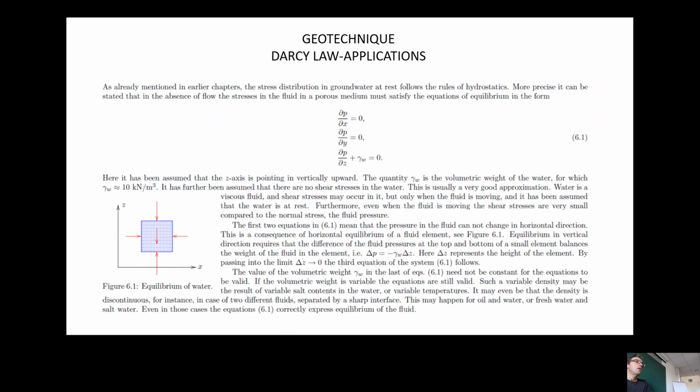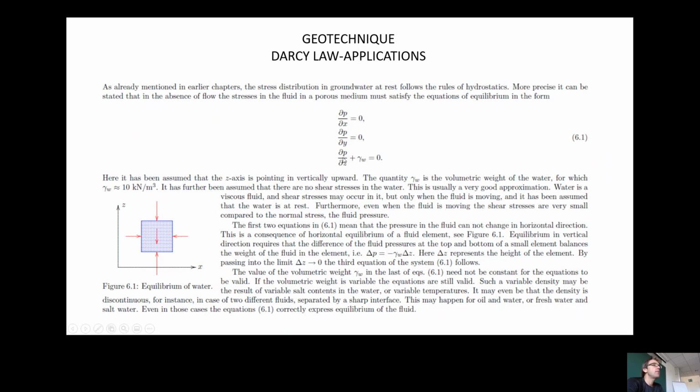Okay, so let's see the application at this point of the Darcy law, because inside the soil we saw that there is also a flux of water. It's not only water that is firm still, but there is the case of the Darcy law that we saw in the previous lesson, and we know that in a porous medium the flow of water has to follow the equation of equilibrium, that is these three equations.